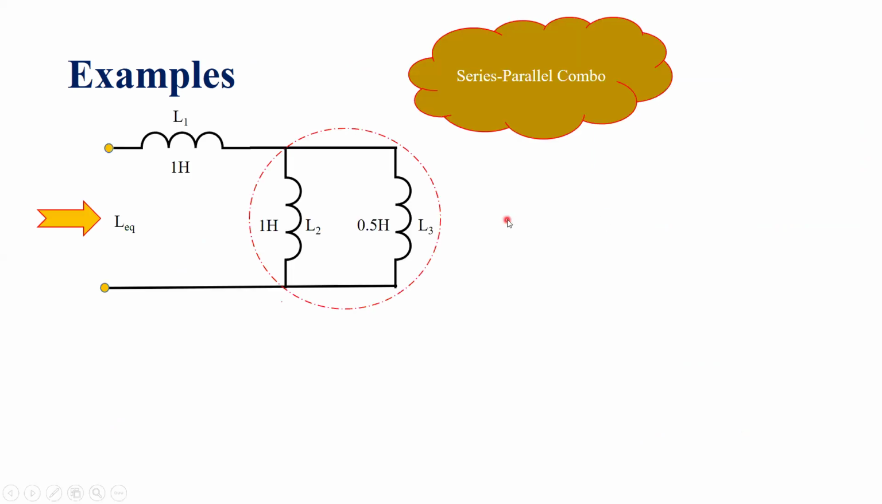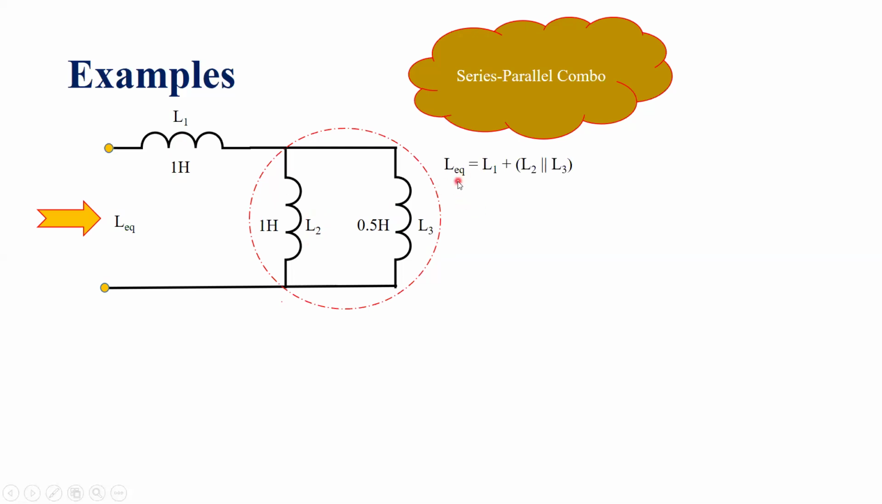We continue talking about examples. There is a possibility that you come across such a series parallel combination where L1 is connected as shown with a value of 1 Henry, and L2 and L3 are connected as shown. Here we clearly see L2 and L3 are in shunt with each other, and this network is in series with L1. The values of all inductors are as shown. How to then calculate L equivalent for this network?